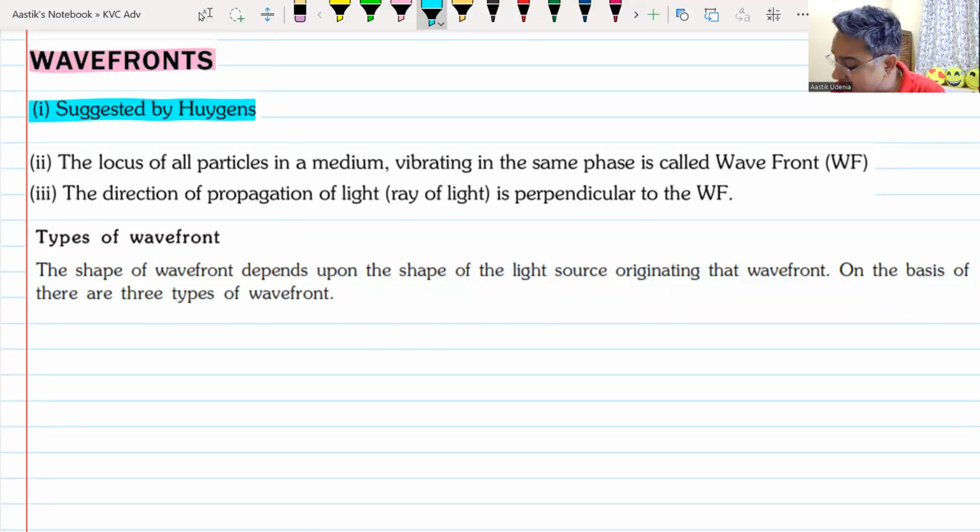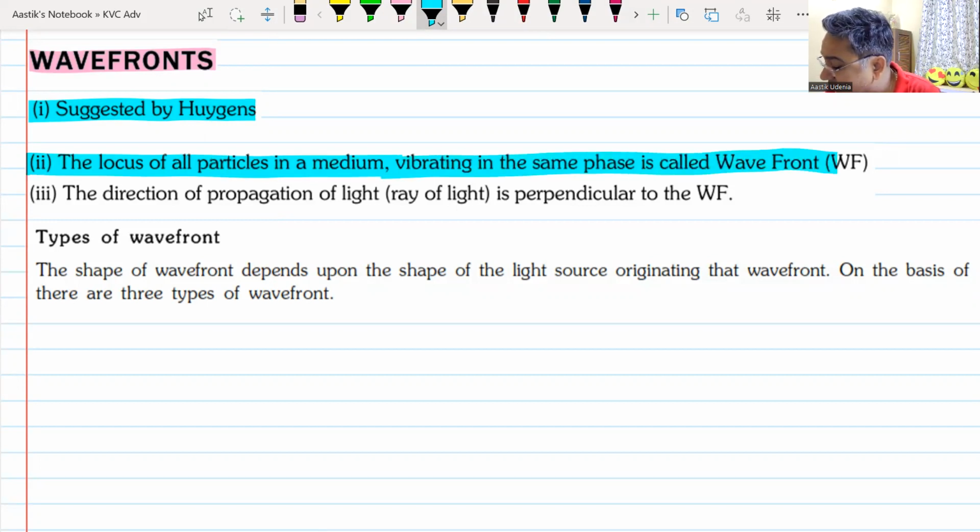Now, what is a wavefront? It is a locus of all particles in a medium which is vibrating in the same phase. If you remember the concept of wave is just a disturbance. Whenever wave propagates in a medium, particles oscillate. If you take any number of particles which are oscillating in the same phase and you find the locus of those points, that would be known as a wave front.